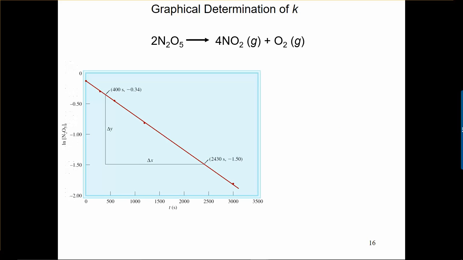Okay, so basically, graphically, you would find k as your slope. You just take two points on the line, rise over run, and you would find your rate constant for that reaction. So this is obviously a first order reaction, the decomposition of N2O5 into NO2 and O2. I know that because look at my graph here. It's a straight line when I take the natural log of the concentration of N2O5 and plot it over time. So I know this is a first order reaction.